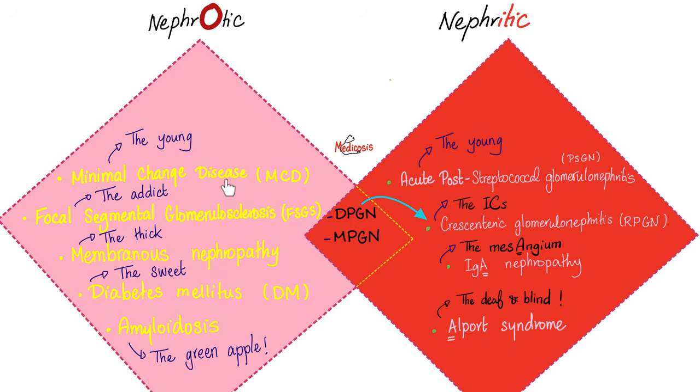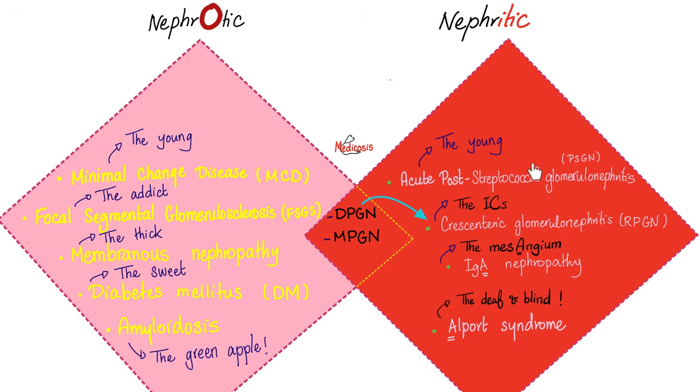Nephrotic syndrome: minimal change disease, focal segmental glomerulosclerosis, membranous, diabetic, amyloid nephropathy. We have 5 nephrotic, we have 4 nephritic, we have 2 doofuses in the middle. What are the 2 doofuses in the middle? Diffuse proliferative glomerulonephritis and membranoproliferative glomerulonephritis.